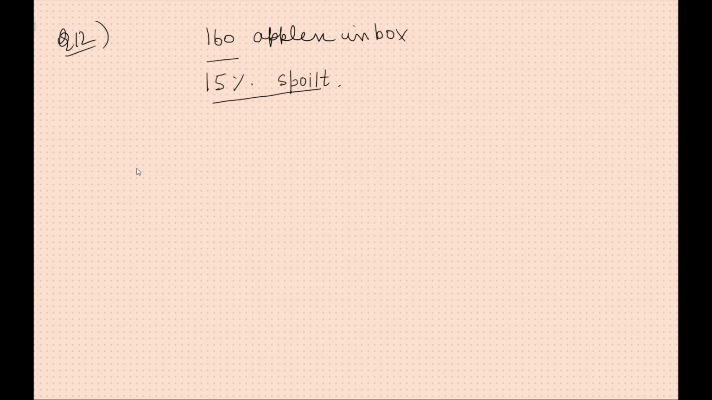Yes, question number 12. There are 160 apples in a box. 15 percent of the apples got spoiled. How many good apples are there? So 160 apples in a box and 15% are spoiled. Okay. How many good apples are there? So find out the 15% of 160. So 160 into 15 upon 100.